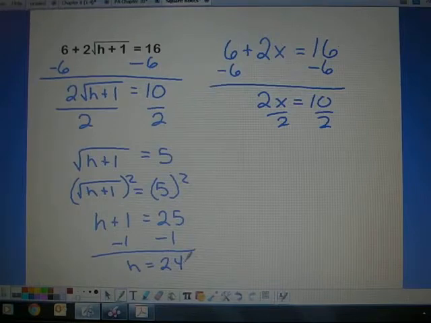Again, you can check your answer, just plug that back in here. Just to save time, I'm not going to this time, but just substitute it back in, follow order of operations.